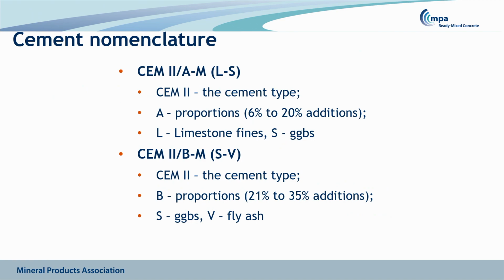Other examples would be SEM 2AMLS, which once again is a type 2 cement, with A being the proportions 6 to 20, and limestone fines and GGBS, with limestone fines being the greater of the two. And SEM 2BM SV, we can see it would have 21 to 35% additions with GGBS and fly ash.